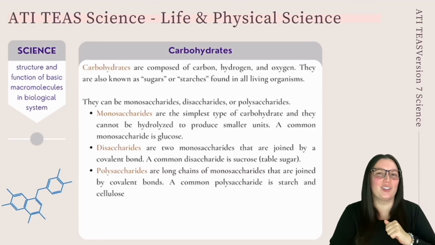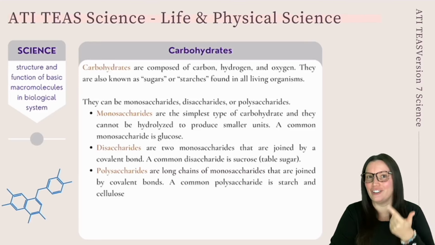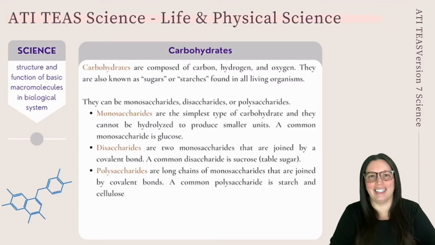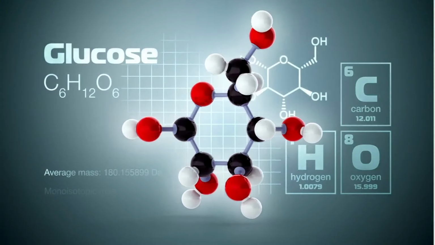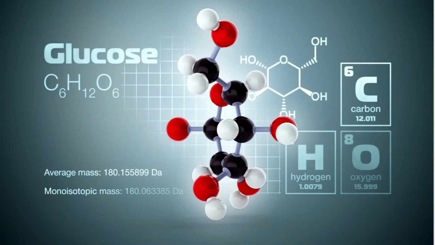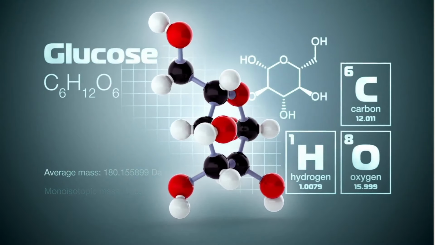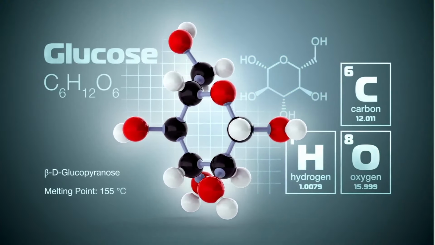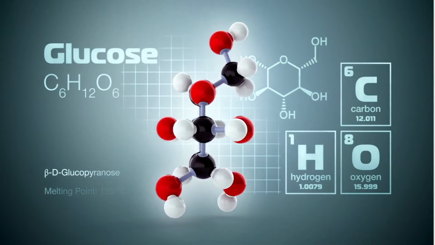So now we're going to take a closer look at carbohydrates, and these are composed of carbon, hydrogen, and oxygen. They're also known as the sugars and starches found in all living things. They're broken down into three categories. We have monosaccharides, disaccharides, and polysaccharides. Monosaccharides are the simplest type of carbohydrates, and they cannot be hydrolyzed to produce smaller units. A common monosaccharide is glucose.